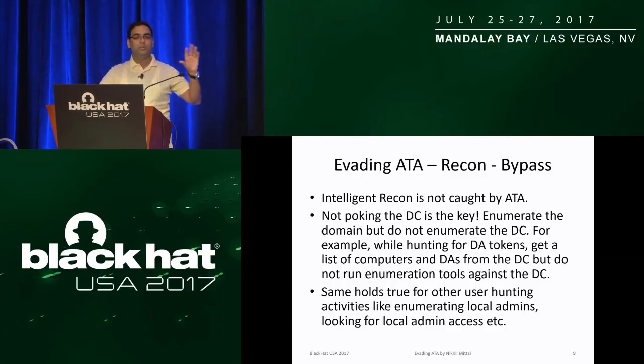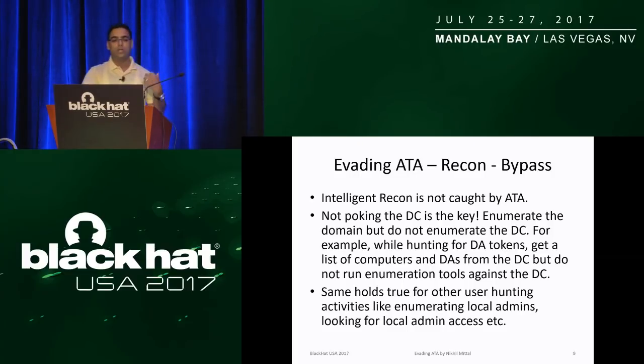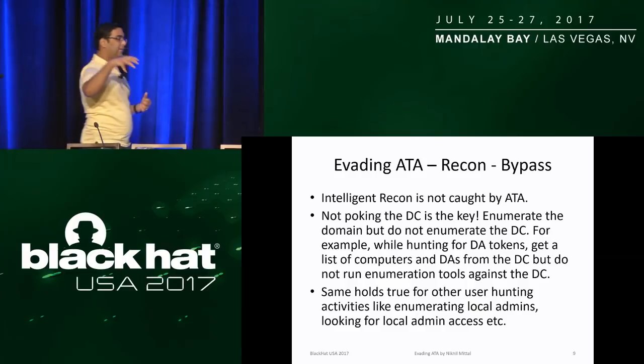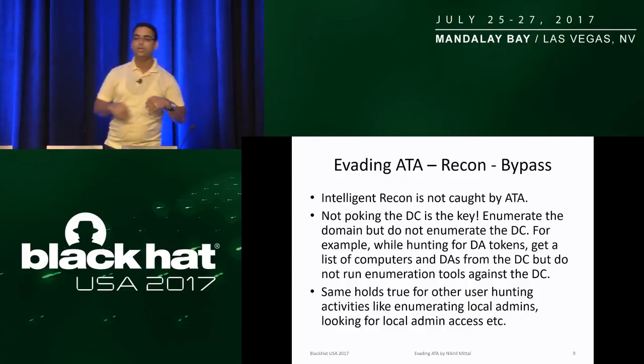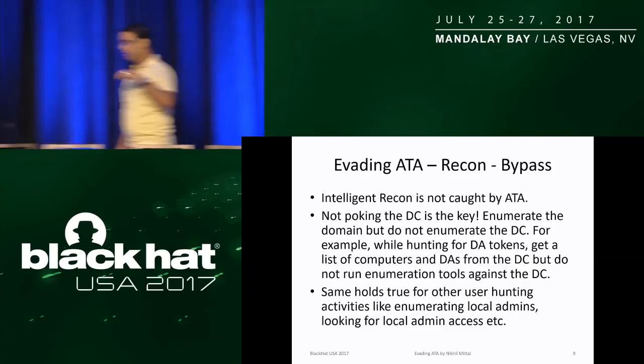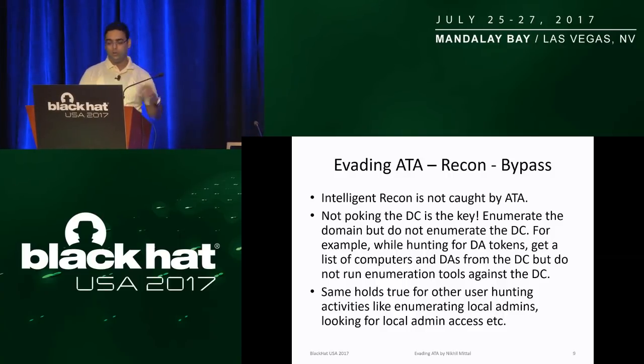So we are going to use PowerView here in this demo which I have ready for you. If you are not using your tools blindly and know what they do, it is not really hard to bypass ATA. So not poking the DC, once again, not poking the DC is the key. Understand this, ATA looks at all the traffic which goes to the DC, some protocols which go to the DC. So as long as you're talking to the DC in a really normal way, normal conversation, or avoiding it at all, you won't be detected.